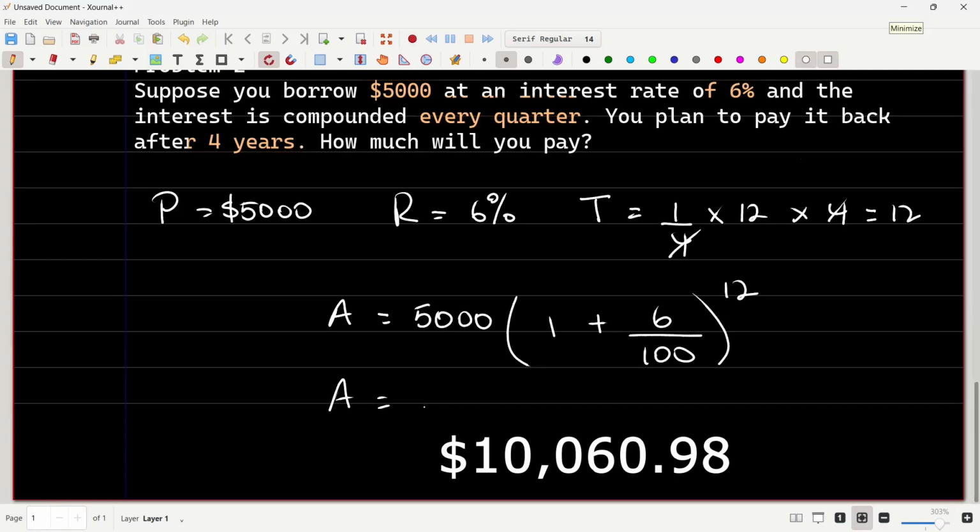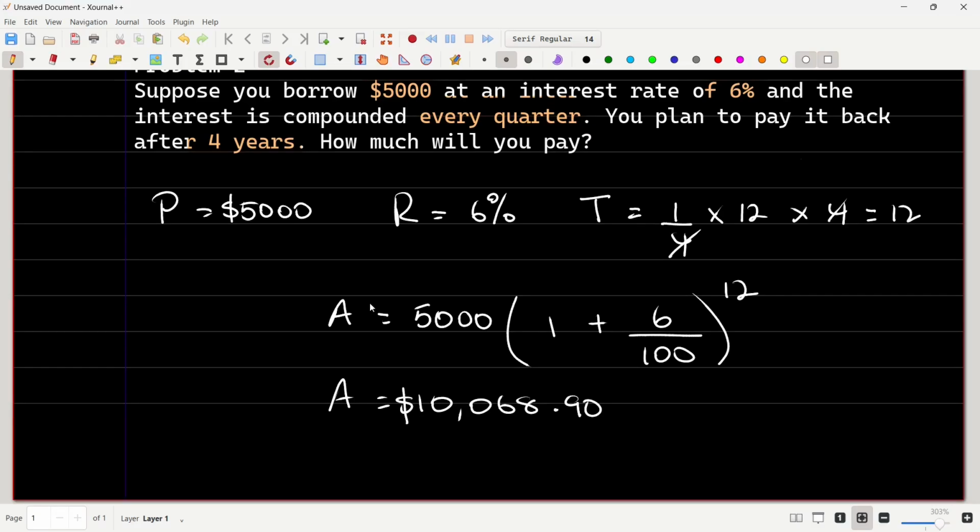So A would be equal to $10,068.90. This is the amount you pay if you pay absolutely nothing on the amount that you borrow.